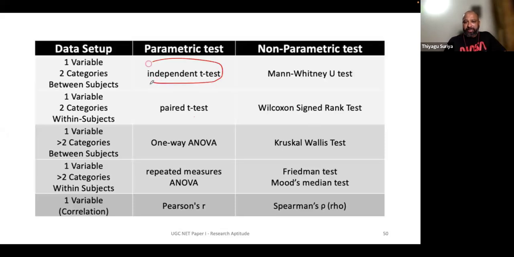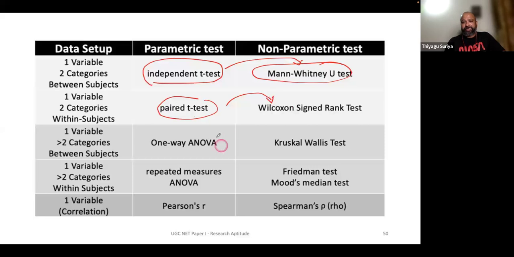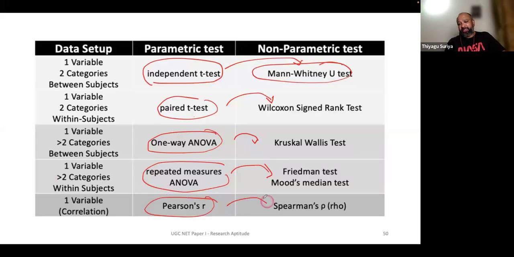The independent sample test for the non-parametric is called the Mann-Whitney test. The paired sample test is equal to the Wilcoxon rank test or sign test. One-way ANOVA is the Kruskal-Wallis test, and repeated measures ANOVA is the Friedman test. These are the parallel forms. And the Pearson correlation is equal to the Spearman rank correlation in the case of non-parametric.